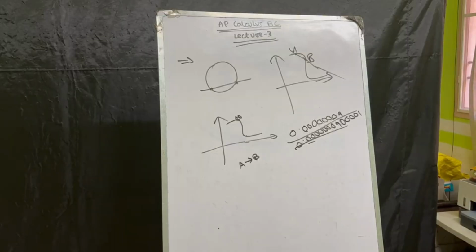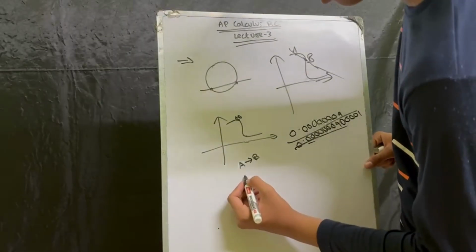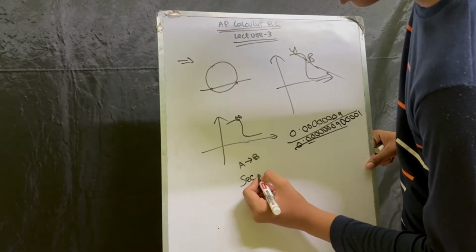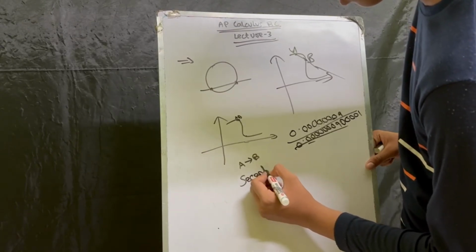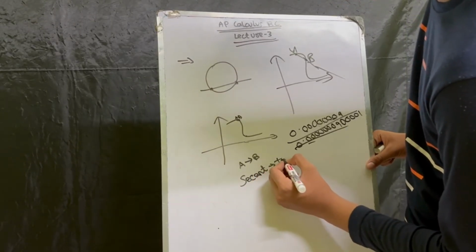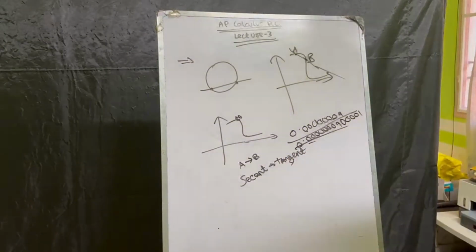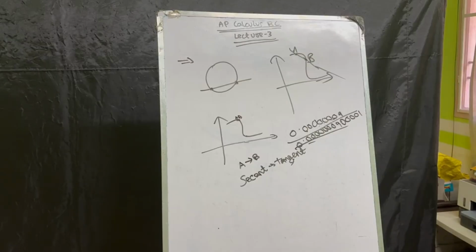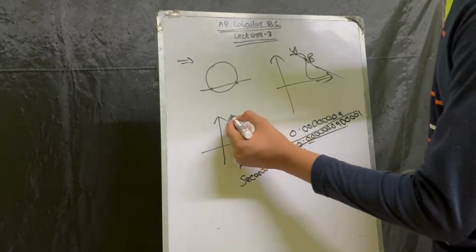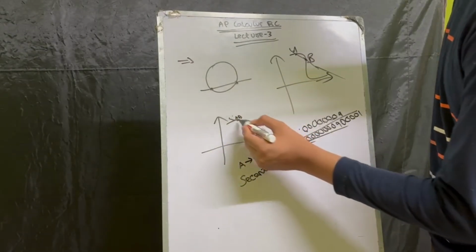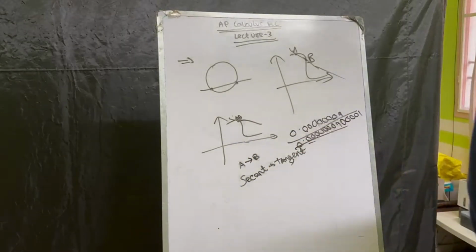So if A tends to be B, the secant tends to tangent. Okay? So the secant tends to tangent. That is, this is almost only 1 point. See, this is the secant and the tangent because it's almost only 1 point.